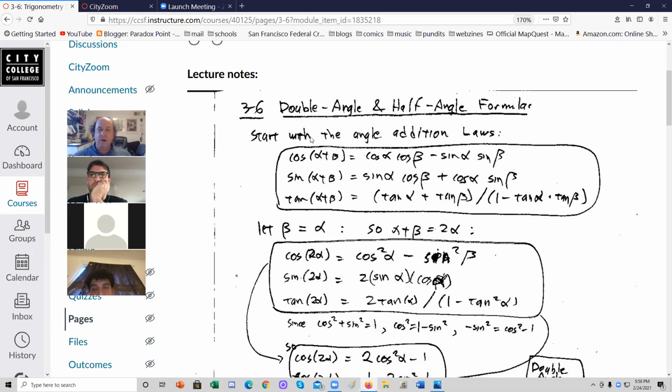All right, now for a double angle, let beta be the same as alpha. Then alpha plus beta is 2 alpha. And plugging it in here, you get cosine of 2 alpha is cosine cosine, cos squared alpha, minus sine times sine, sine squared. This should be an alpha. Oh dear, I need to change that. Let me make a note here.